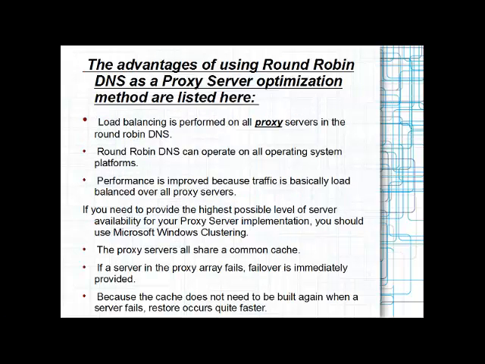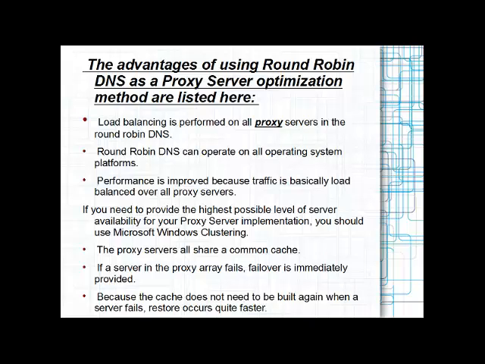Advantages of using round robin DNS as a proxy server optimization method are listed here. Load balancing is performed on all proxy servers in the round robin DNS. Round robin DNS can operate on all operating system platforms. Performance is improved because traffic is basically load balanced over all proxy servers.